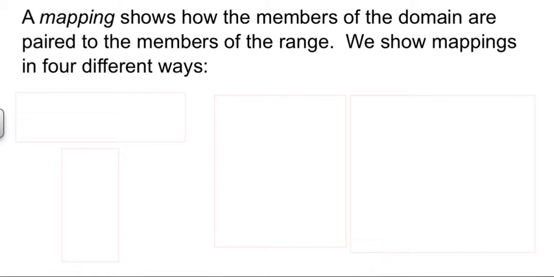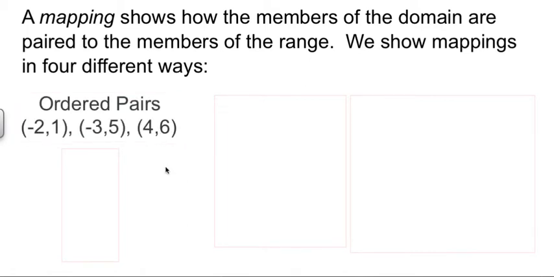Now we can represent mappings in 4 different ways. All a mapping is, is it shows how the members of the domain are partnered up to the members of the range. And there are, as I said, 4 different ways that we do it. One you've already seen, just listing the ordered pairs. We can see that -2 is paired with 1, -3 with 5, and 4 with 6.